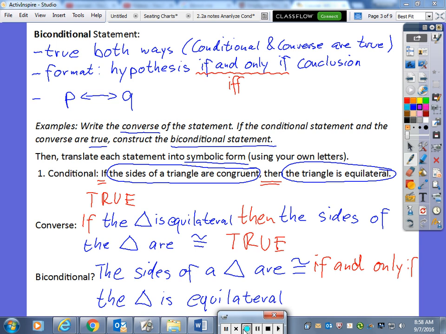Now let's write each statement in symbolic form. I'm going to use the letters A and B. So the conditional states A, arrow B, and you really can read this: if A, then B. The converse will flip around the two letters: if B, then A. And the biconditional, we start with A again, but our arrow has two tips and is pointing in both directions, and that arrow really has the meaning if and only if.